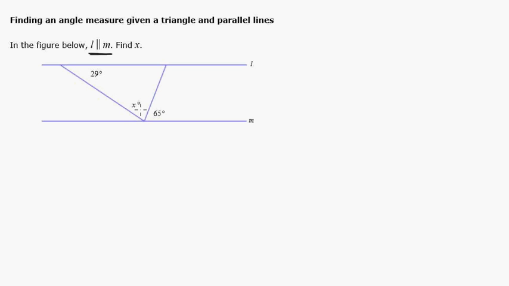First, we know that the sum of the three angles is 180. So let's see. If we call this y and we call this angle z, then we know that y plus x plus z equals 180. So we already know what y is. Y is 29, so 29 plus x plus z equals 180.